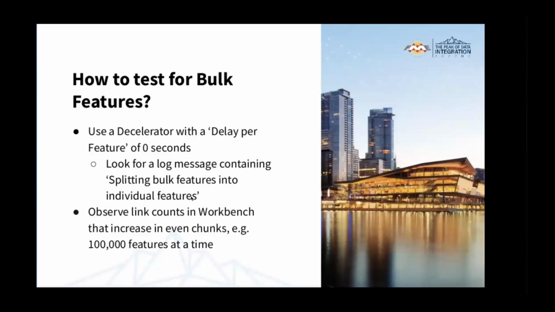Now, to get out of bulk mode, if there's something you're doing that you don't want in bulk mode, you can use the decelerator transformer. Normally, the decelerator was used to slow down your workspace, say if you're hitting a website that gets upset if you hammer it too often. But a decelerator with 0 doesn't actually delay the features at all. It doesn't slow them down. It just breaks up the bulk mode and sends off the features individually.